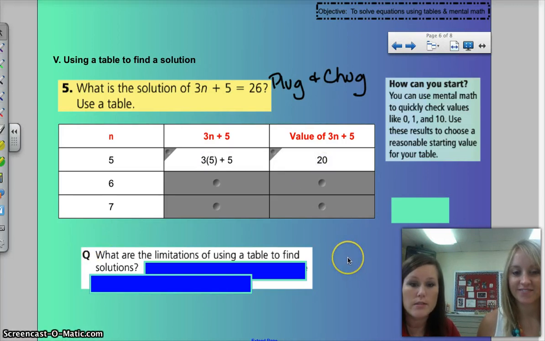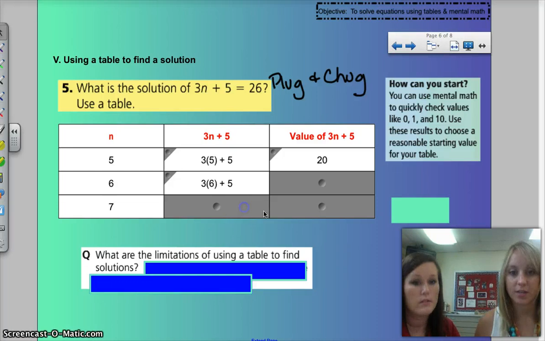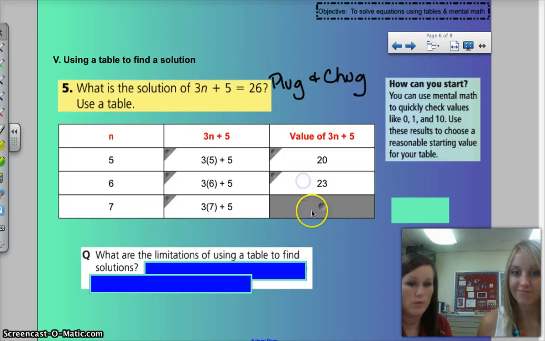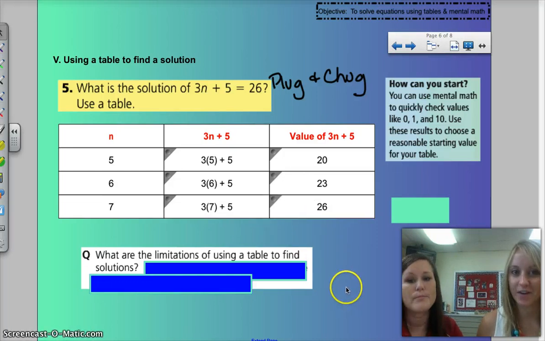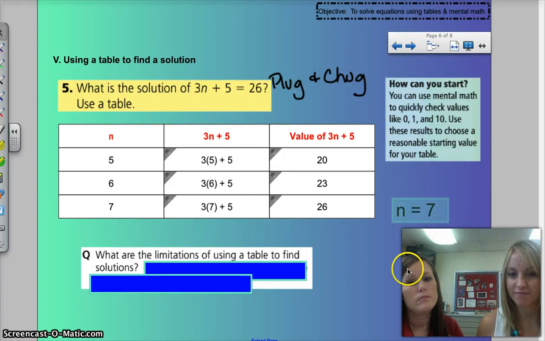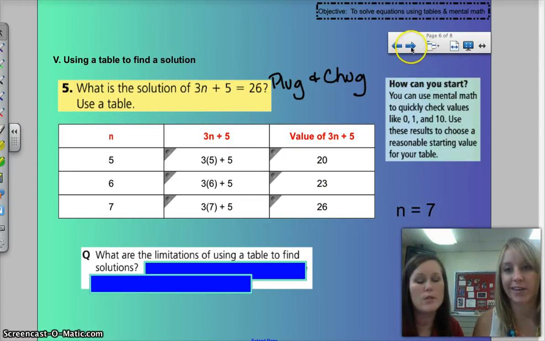We're going to unclick these boxes, and you can copy it in or you can fill it in on your own. So again, the 5 changes because that's the n value. So it goes to a 6. Next box goes to a 7. And then we're going to solve. There we go. What's this telling us? n equals 7. Which one equals 26? There you go.